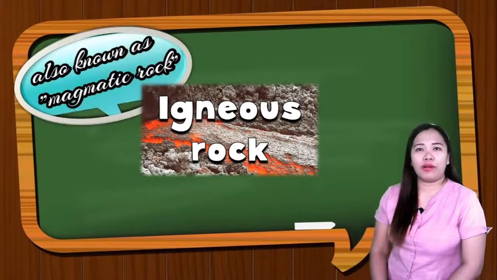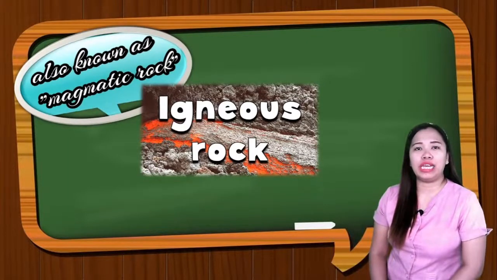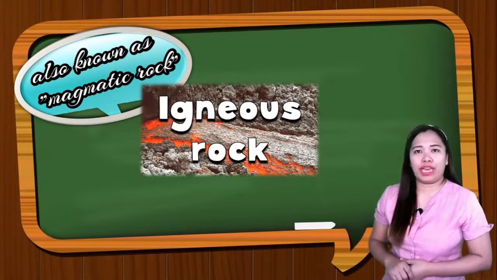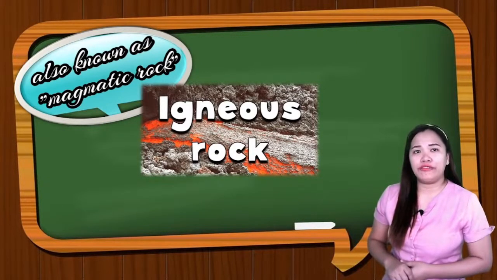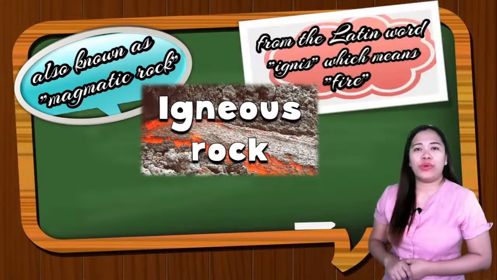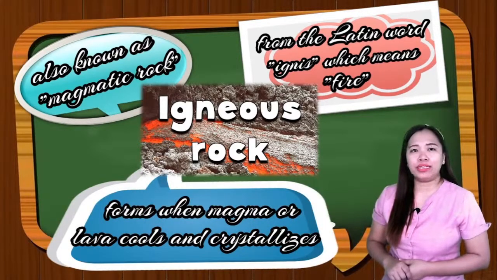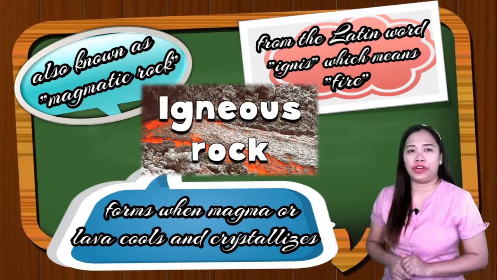Igneous rock or magmatic rock is one of the three main rock types. The others, like what I mentioned earlier, are sedimentary and metamorphic. Its name was derived from the Latin word ignis, which means fire. So where do these rocks come from? Exactly. These rocks form when magma cools and crystallizes either at volcanoes on the surface of the earth or while the melted rock is still inside the crust.